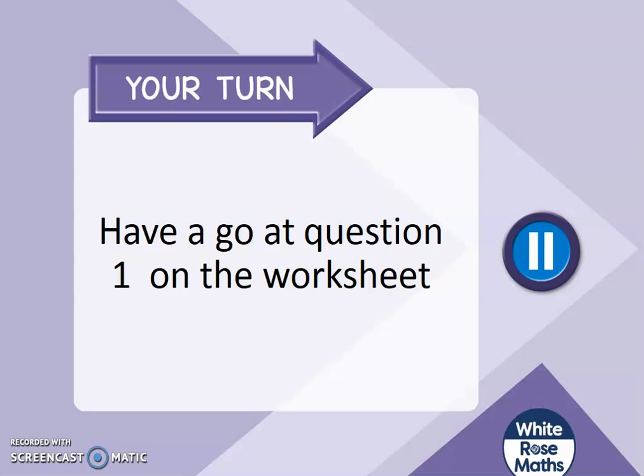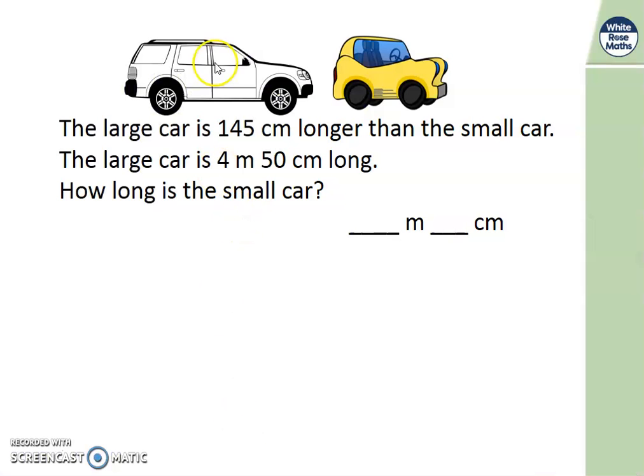Let's move on. The large car here is 145 centimetres longer than this smaller car. This large car is 4 metres and 50 centimetres long. So how long is the small car? And I want to give the answer in metres and centimetres.